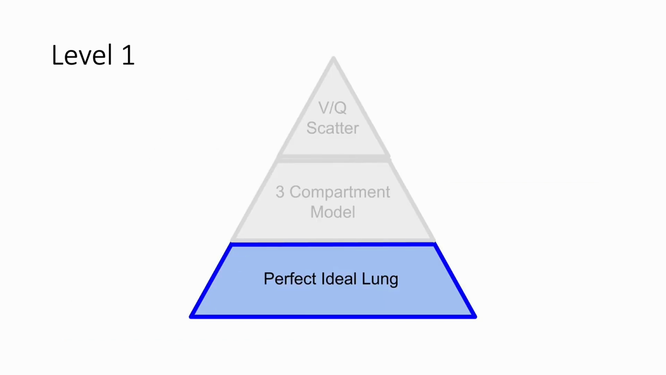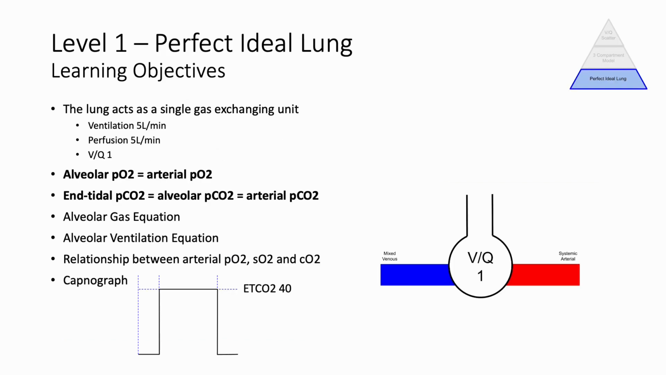We're going to start with the simplest model of the lungs, where we view the lungs as if it were a single perfect gas exchanging unit, one big ideal alveolus, which receives ventilation of 5 litres per minute and perfusion of 5 litres per minute, giving it a VQ ratio of 1. So some textbooks quote a different figure. For example, Nunn uses a figure of 0.8, while other textbooks such as West use a figure of 1. And personally, I just find it easier to think of a VQ ratio of 1 as being normal and being optimal.